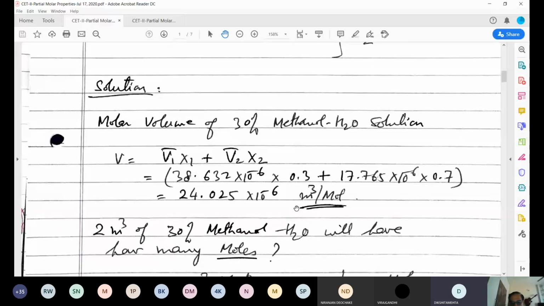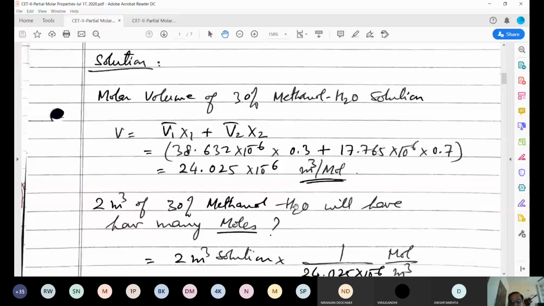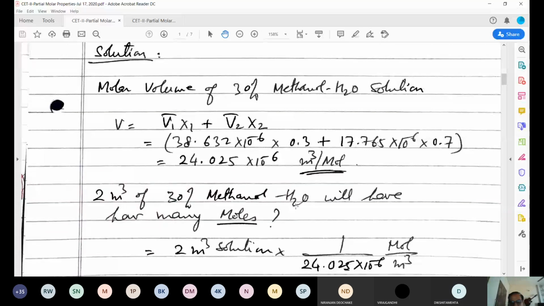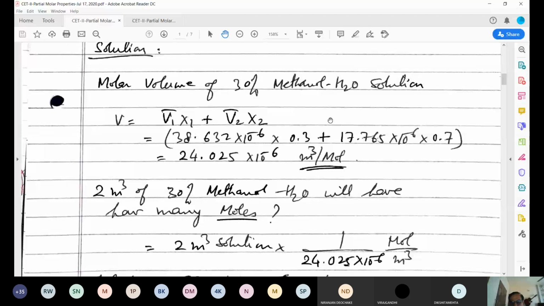दिस इज द मोलार वॉल्यूम। सॉल्यूशन का भी मोलार वॉल्यूम होता है, प्योर कंपोनेंट का भी मोलार वॉल्यूम है। ये सॉल्यूशन का मोलार वॉल्यूम है, राइट? वी आर टॉकिंग अबाउट सॉल्यूशन। तो आपका क्वेश्चन क्या था? सर समझ गया। समझ गया ये?